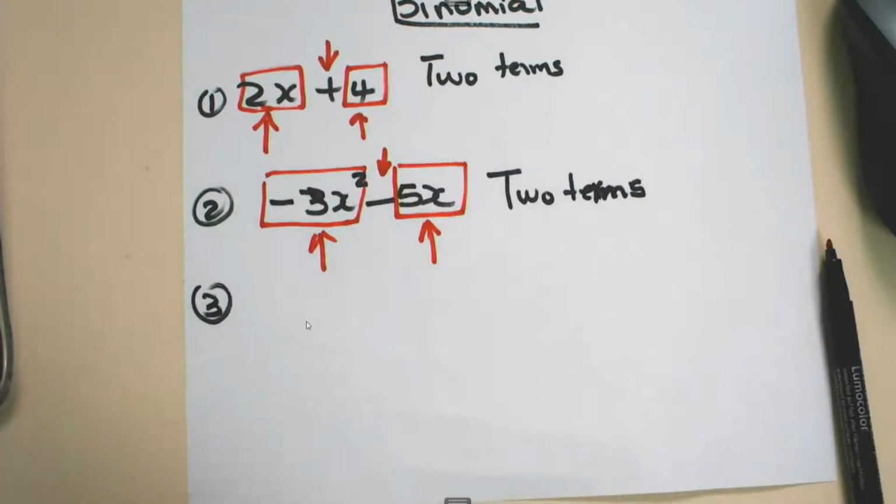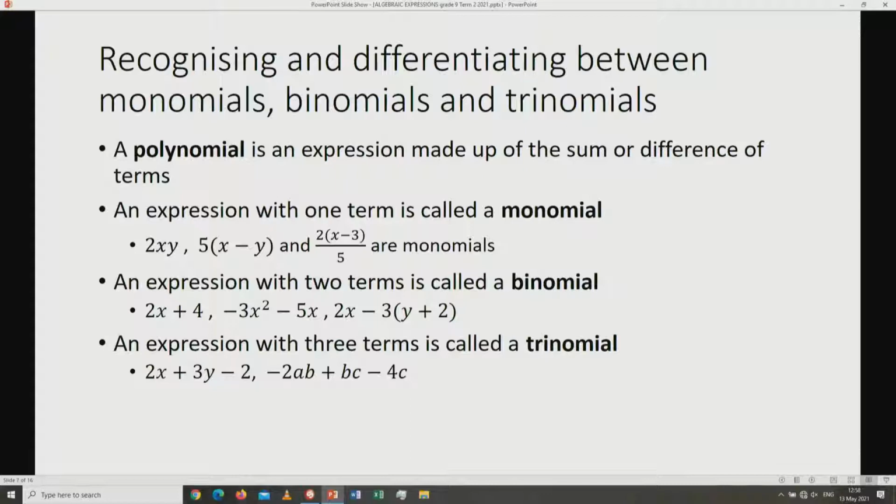All right. The other one under the binomials, we also have this one. Can you check this one? This one is written as 2x minus 3. Can you see that?